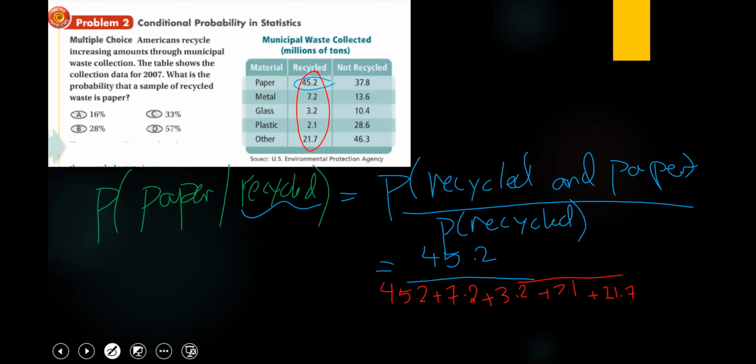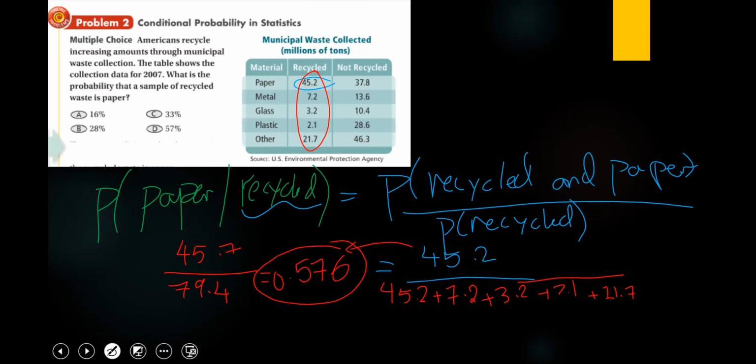Let's now add them. It is 79.4. So let's write it here. Okay, so 45.2 over 79.4. Then after you simplify, you will find that the answer is 0.569, or approximately 56.9%, the probability that the recycled waste is paper.